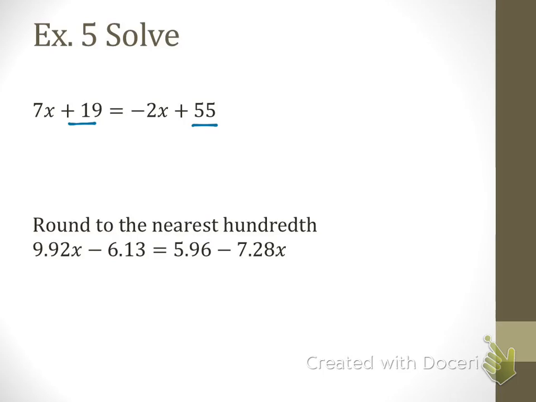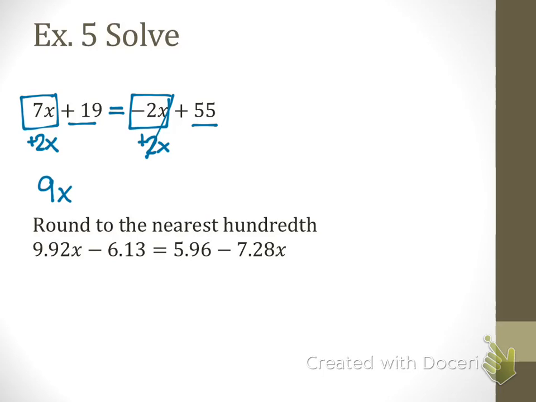19 and 55 are like terms. And what's the other ones, Tommy? Negative 2 and 7 are like terms. But let's stop and look, because there is an equal sign separating them. So in order to move this 2x over here, I've got to do inverse. And in order to move the 19 over here, I've got to do inverse. So I asked myself, the inverse of negative 2x is what? Positive 2x.